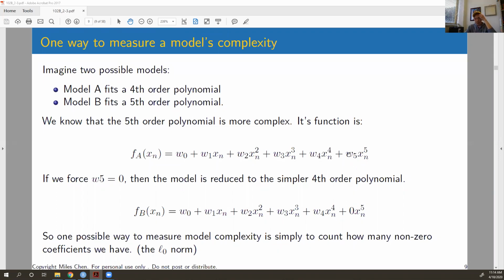However, if you force this last coefficient, W5, equal to 0, then you get a fourth order polynomial. So just by saying this coefficient has to be 0, we've simplified the model. And so one way to measure a model's complexity is to ask how many coefficients are not 0, and that will basically tell you how many X variables you are using to make a prediction.